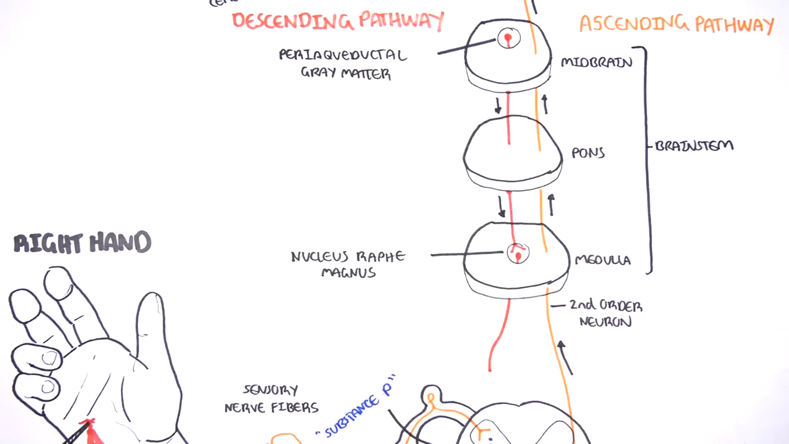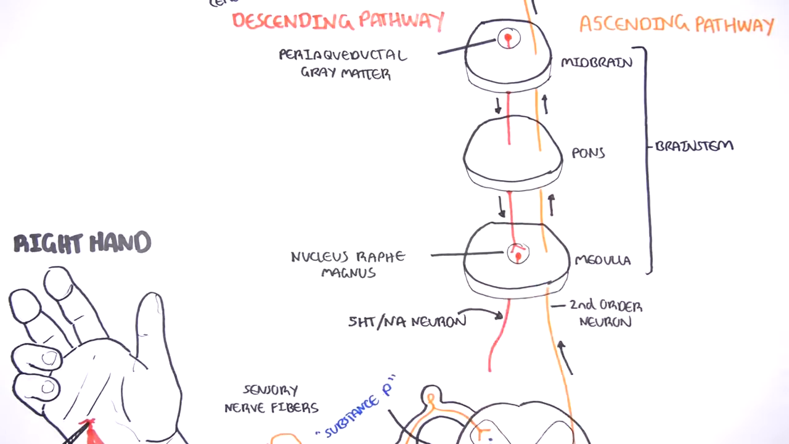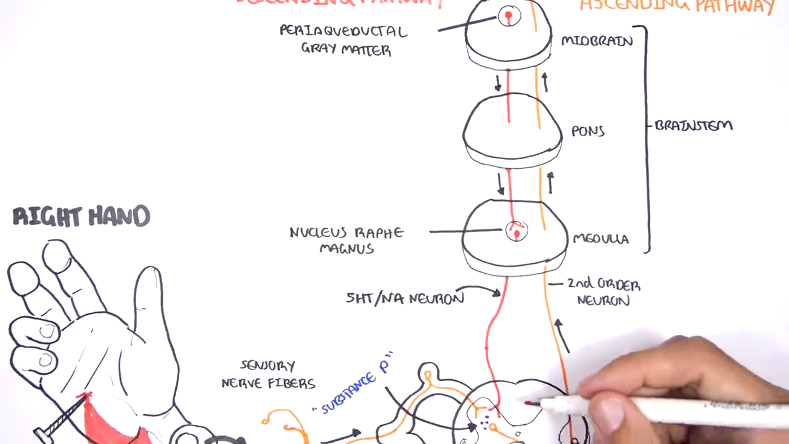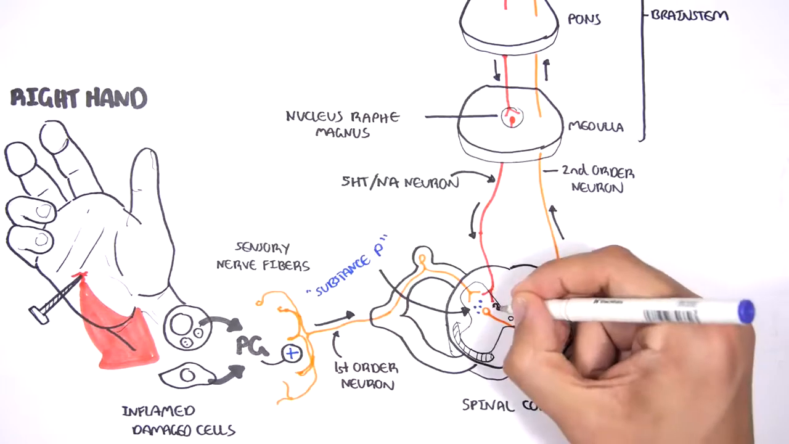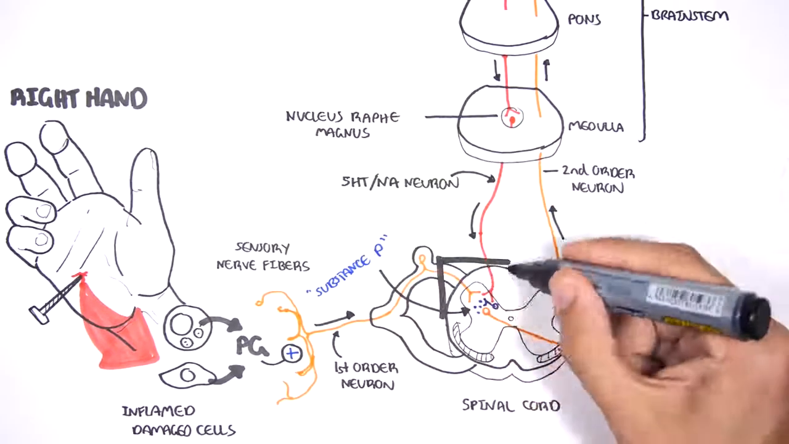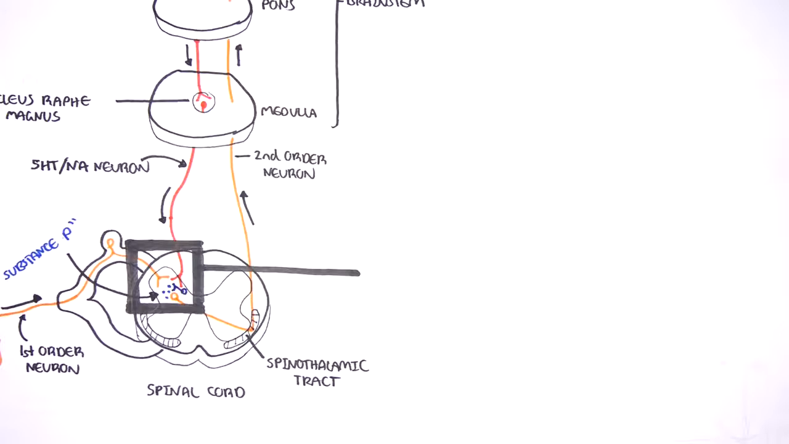This second neuron here is a serotonergic noradrenergic neuron. And this serotonergic noradrenergic neuron will travel down towards the dorsal horn of the spinal cord as well. The serotonergic noradrenergic neuron's role, in summary, is to inhibit or control the communication between the first order neuron and the second order neuron of the ascending pathway, and thus help control pain signals going up. There's another neuron here I am drawing in blue, which also plays an important role in this area, and we'll talk about it later.